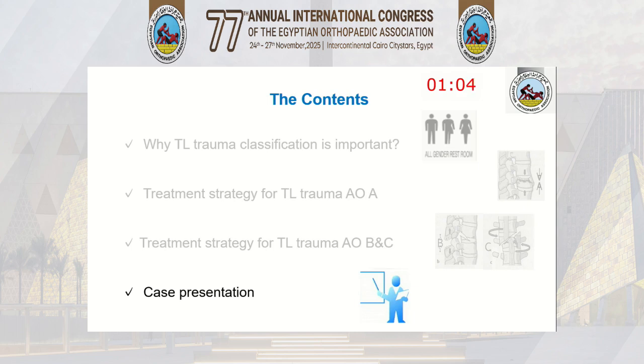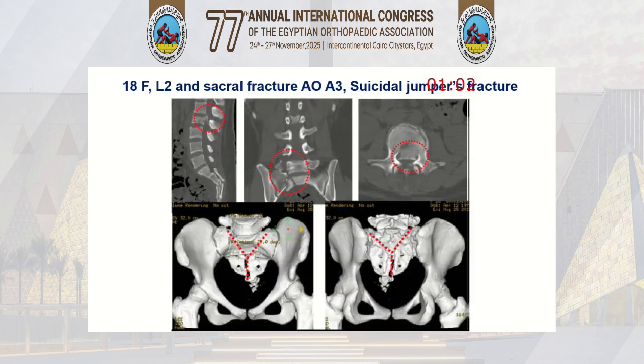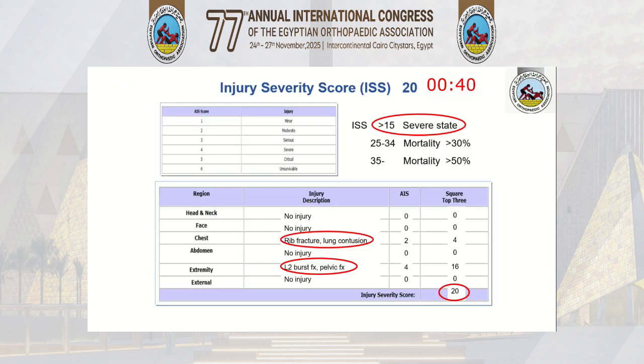Last one is a very unique case. This is an 18 year old female, a suicidal jumper's fracture. In this situation, it's a high energy trauma. So there is rib fracture and another spine fracture. If you look at this, 1, 2. So there are several fractures, multi-trauma. So injury severity score is 20. This is a severe state.